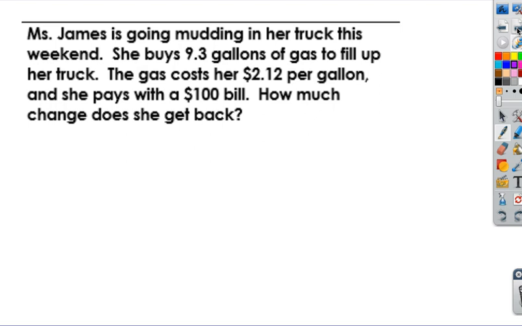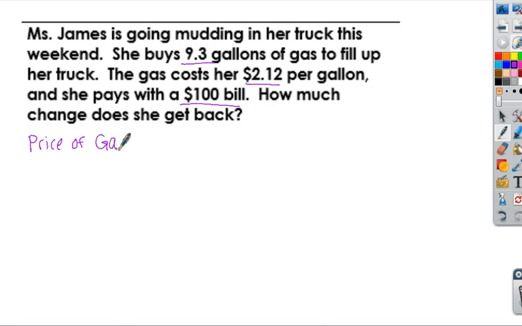So when I look at this problem, I see 3 numbers. I see the $100 bill, I see the amount of gas, and I see the cost for gas. Now let's think about this a little bit. What is Miss James going to do first? Is she going to give the cashier the $100 bill? Or is she going to figure out how much her gas costs? The first step that we're going to do is we're going to figure out the price of her gas.